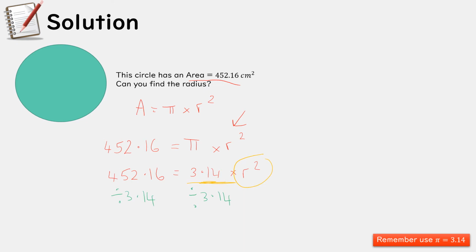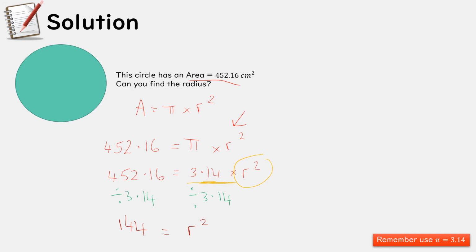Using your calculator again, I'm going to put 452.16 divide by 3.14, and I get 144. And that's going to equal the radius squared.